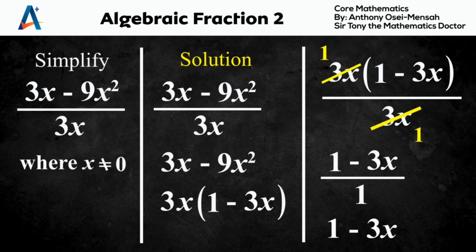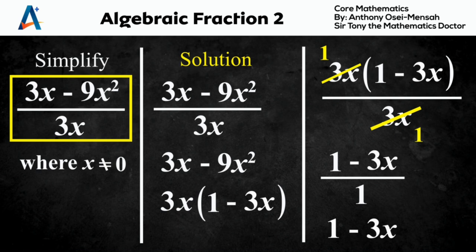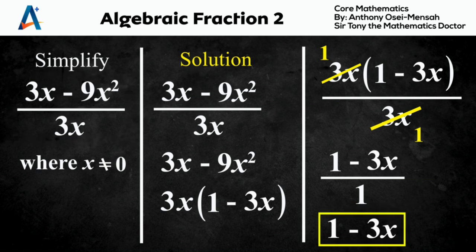So the simplified form of 3x minus 9x squared all over 3x is 1 minus 3x. That is the simplest form of our question. So we have done what the question asked of us. We have simplified it to the simplest form. So 1 minus 3x is our final answer.